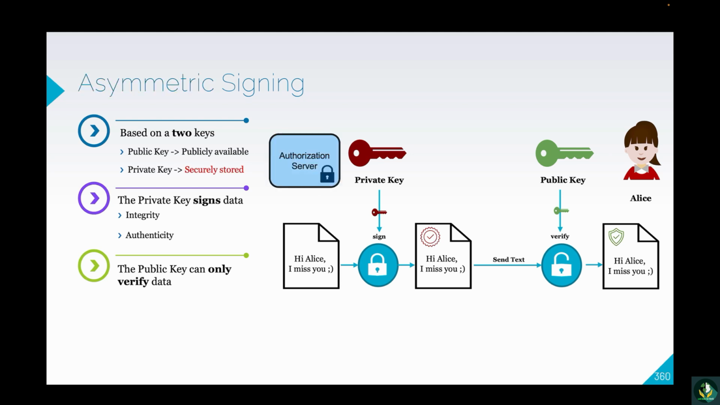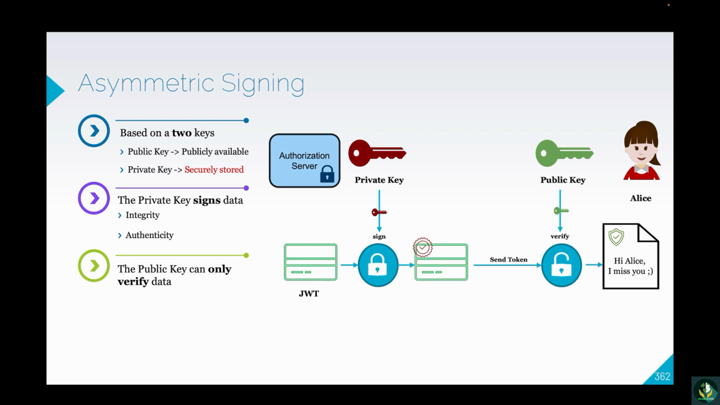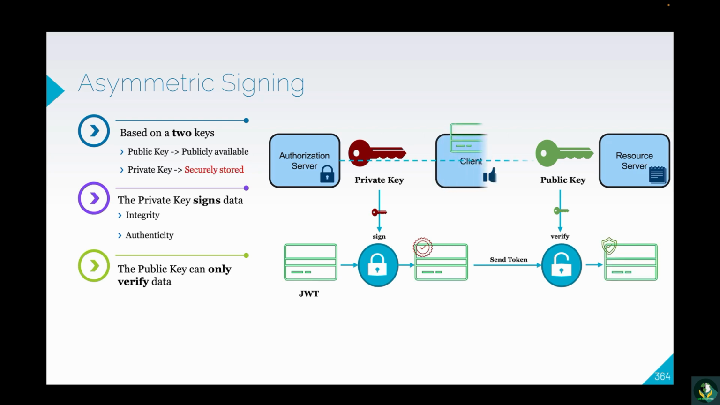Bob represents the OAuth 2 authorization server, which has the private key. The message is like the JWT token that the authorization server creates and signs with the private key before sending it to Alice. Alice is the resource server. She receives the token via the OAuth 2 client and needs to verify its signature locally using the public key.